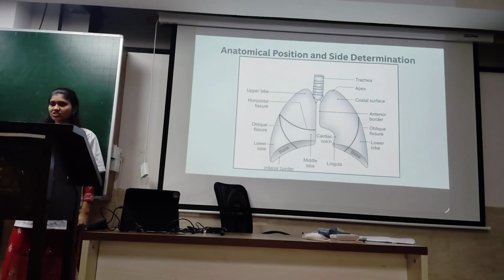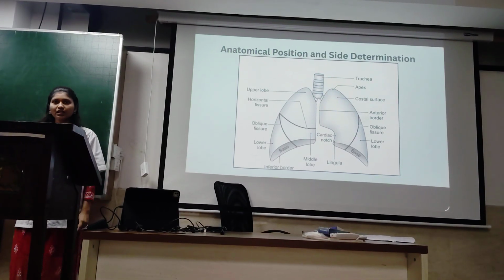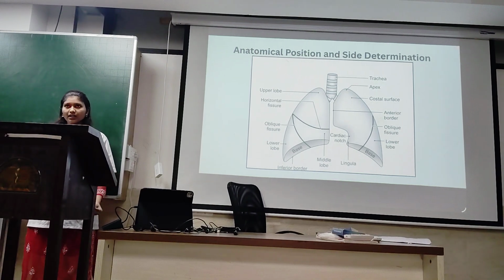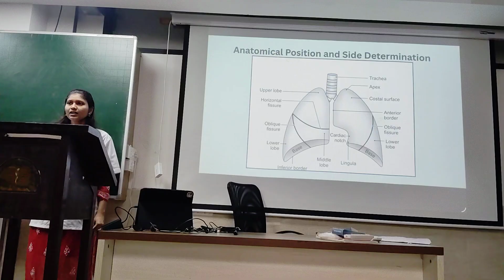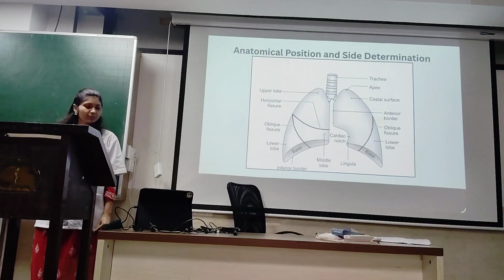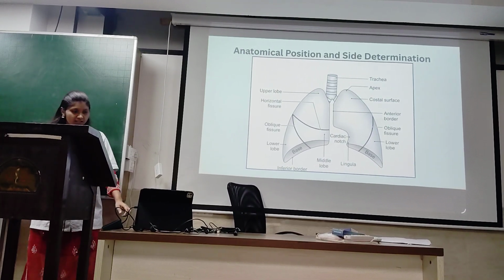Before moving on to the general features, let's see the side determination for the lung. For this, the lung should be held in such a position that the apex faces upwards, the base is downwards, the anterior thin border lies anteriorly, and the posterior border, which is thick, lies posteriorly. The mediastinal surface along with the hilum should face medially.